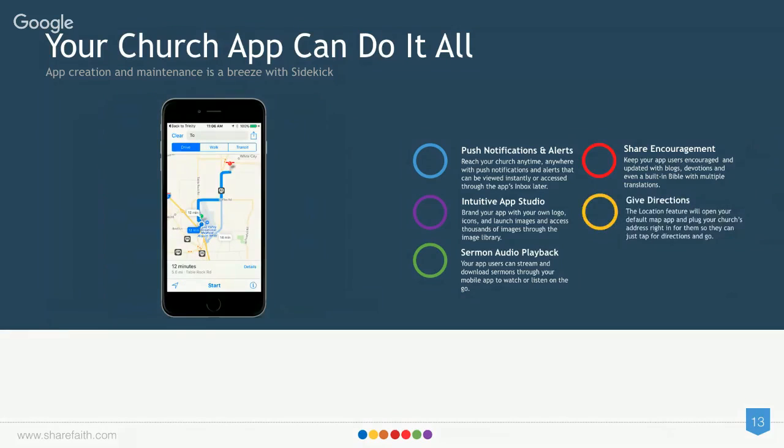Now, also, this is a really neat thing about the app, and this is great especially for newcomers who might hear about your app and want just quick directions to your church. They can tap on a location section and pull up their default map app, which will take them directly to your church's address that you have listed in it. So that's just a quick, convenient feature that I like.